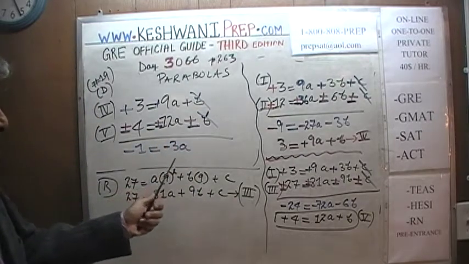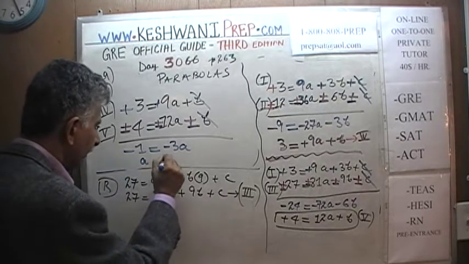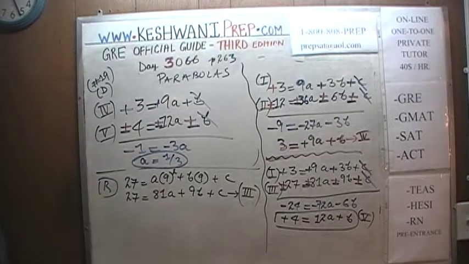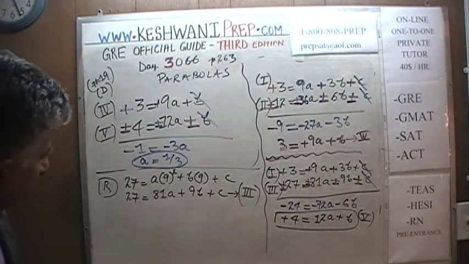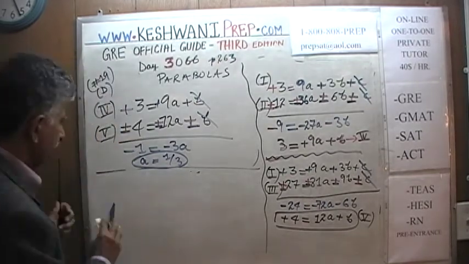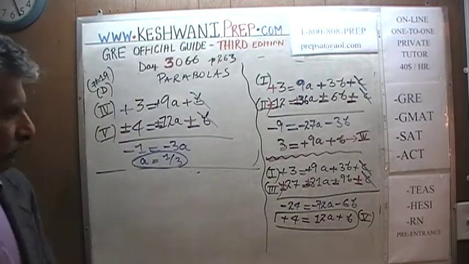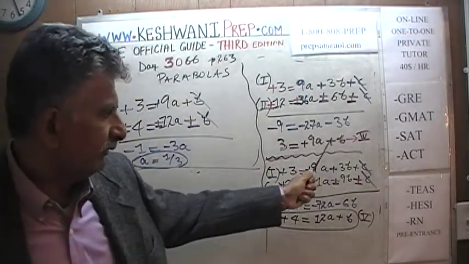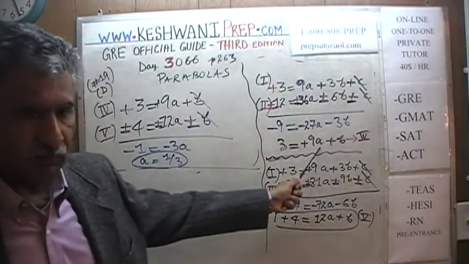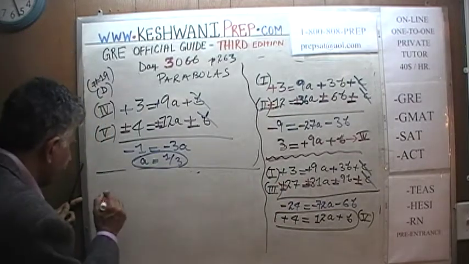If negative 1 equals negative 3a, if we divide both sides by negative 3, it tells us that a must equal 1/3. Voila, we found the first one. a equals 1/3. Let's use the bottom space here to find the b now. How do we find the b? Well, it's very straightforward. We have two choices. This equation has a's and b's, and this equation has a's and b's. We can either substitute the value of a in equation 4 or equation 5 and solve for b. Let's use equation 4.